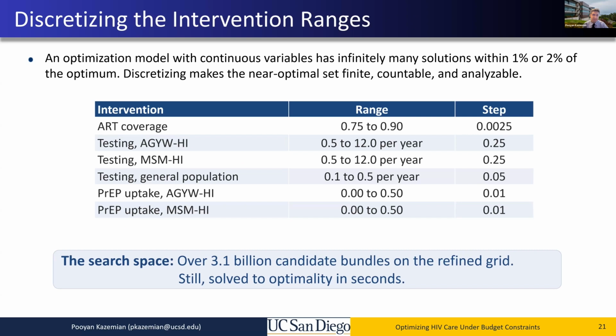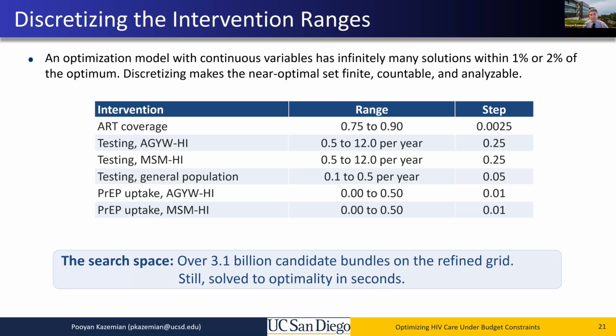So the first thing that I want to mention here is that if we just use continuous variables for the decisions that we have, for the intervention coverages that we have, essentially we have an infinite number of solutions within 1% or 2% of the optimum.